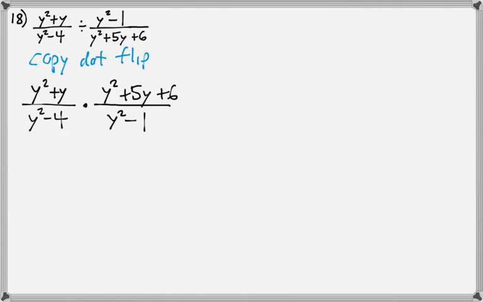So then I want to try to simplify this, and I do that by factoring. So I have four different factoring questions to do here. So the top left, I want to take out a y, leaving me with a y plus 1. The bottom left is a difference in squares. That will be a y minus 2, y plus 2.